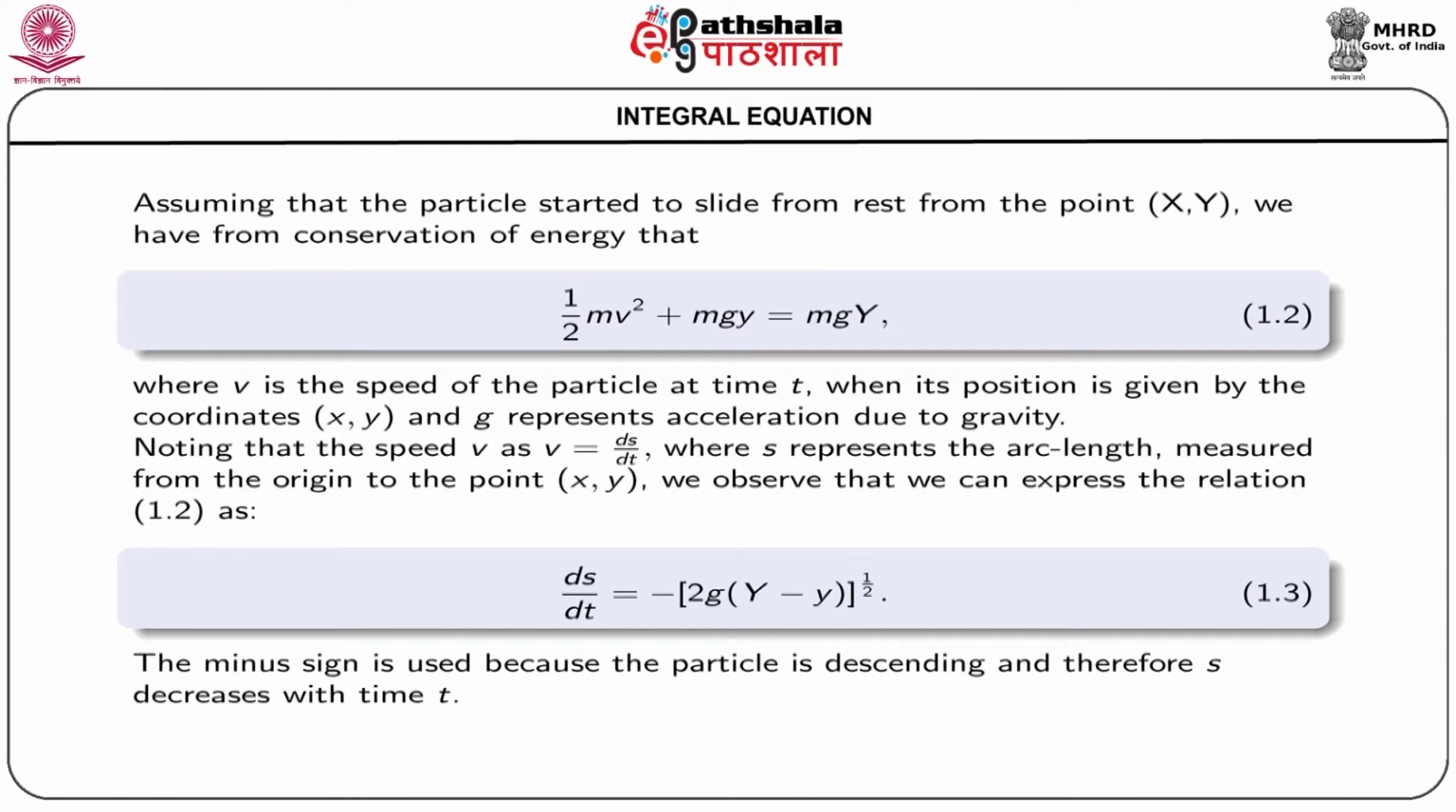If s represents the arc length of the curve measured from origin to the point (x, y), we can write the speed v as ds/dt, so that we can express equation 1.2 by writing v equal to ds/dt in the form ds/dt equal to minus root over 2g into (Y minus y). Here the minus sign is used because the particle is descending, therefore s is decreasing with time t.